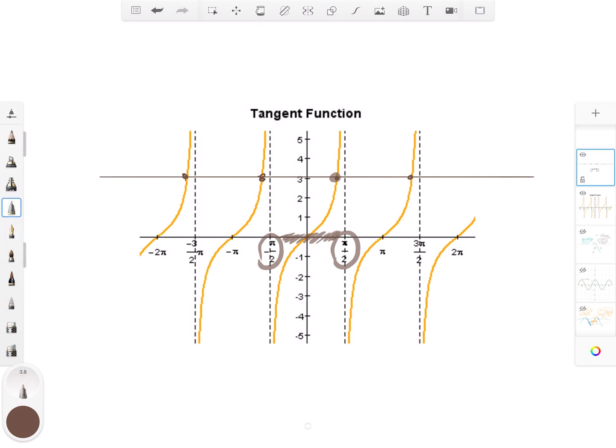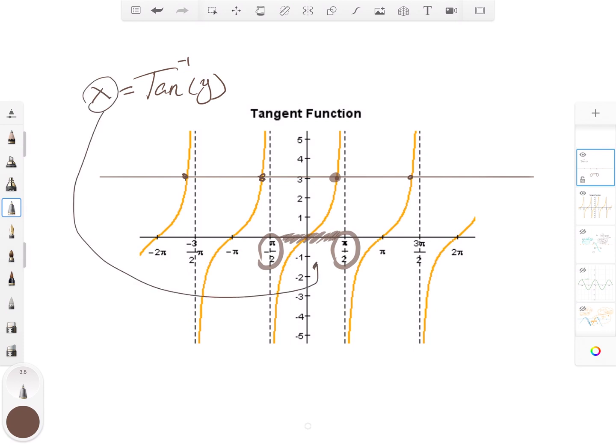So tangent inverse of x, I don't want to call it x, I'm going to call it y, equal to x. So this x has to be between -π/2 and π/2 and not equal to, and the value of y will be from -infinity to +infinity.